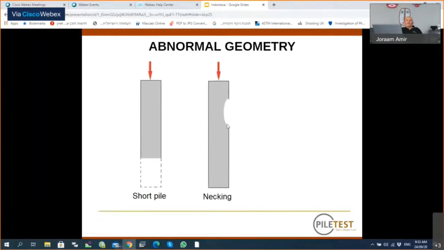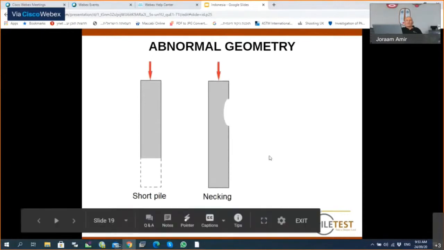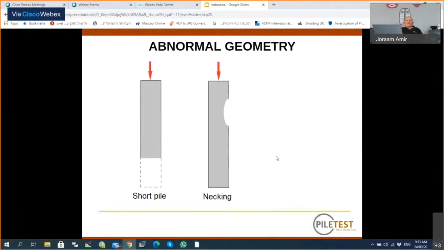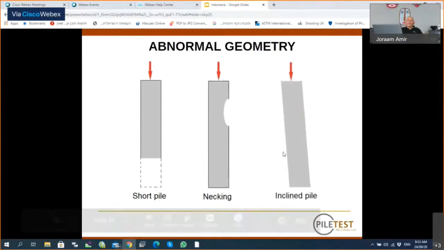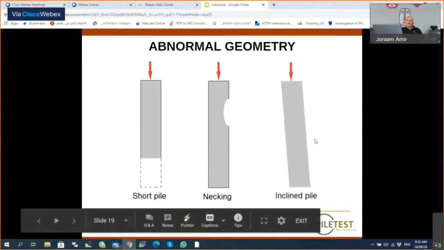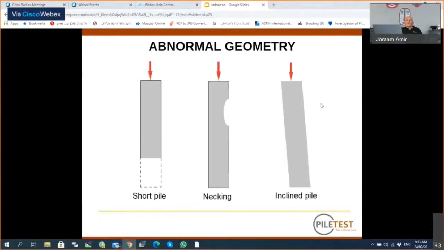Here we have necking. This is a collapse that happened during casting, and instead of concrete, we have here mud or some foreign material, and we get an abnormal geometry of the pile. And sometimes we can have an inclined pile. A pile which had to be vertical is not very vertical. And this is, of course, also contrary to the specifications.